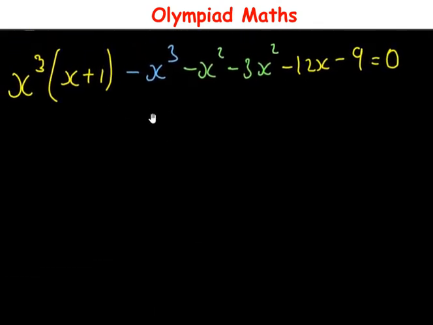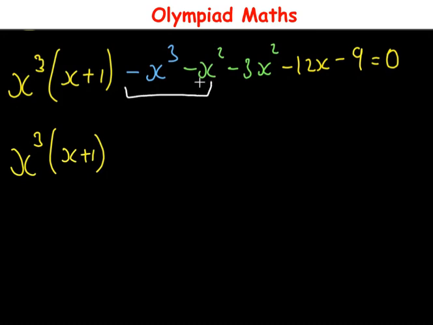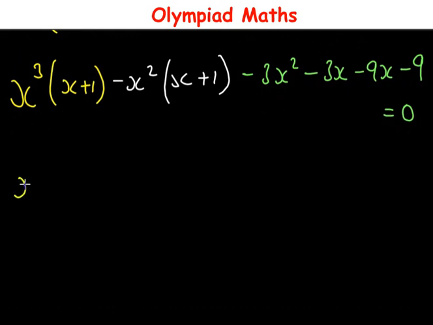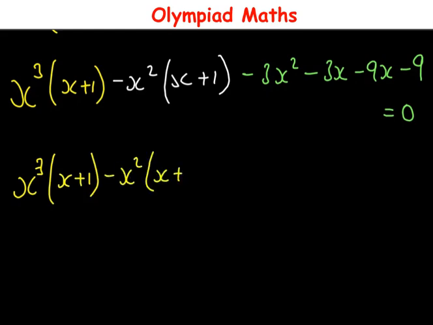So with this, we have x raised to power 3 into bracket x plus 1. If we factorize minus x squared from this, we have minus x squared into bracket, and we are left with x plus 1. Then we have minus 3x squared, and minus 12x can be written as minus 3x minus 9x. Then we have minus 9, and this equals 0. So we have x raised to power 3 into bracket x plus 1, then minus x squared into bracket x plus 1.